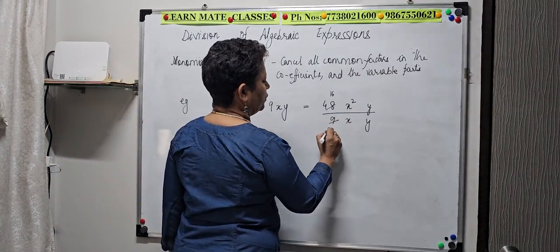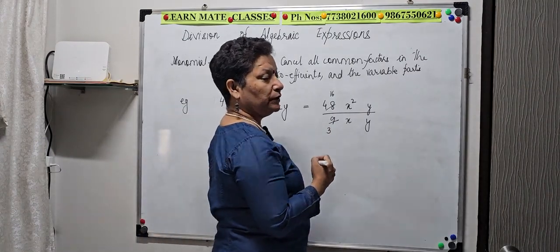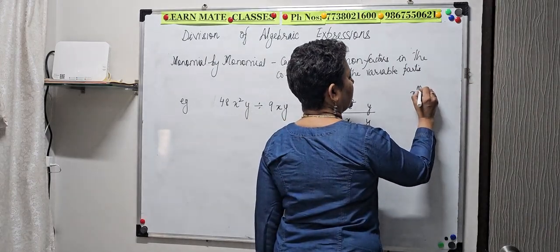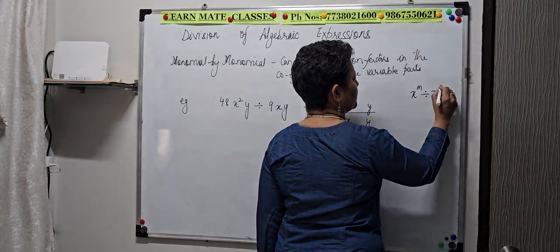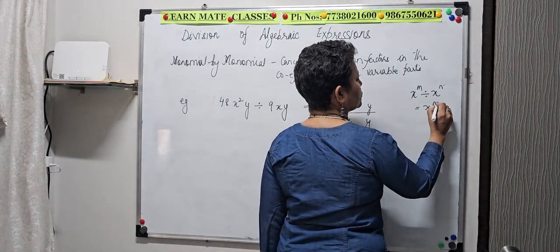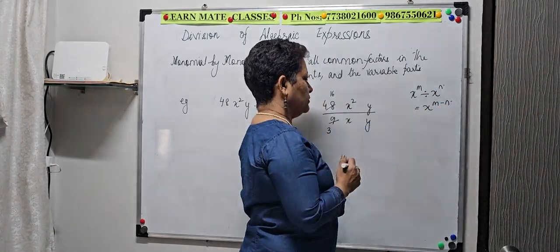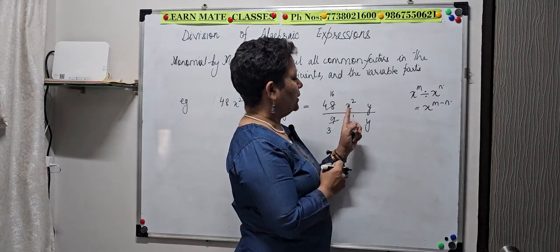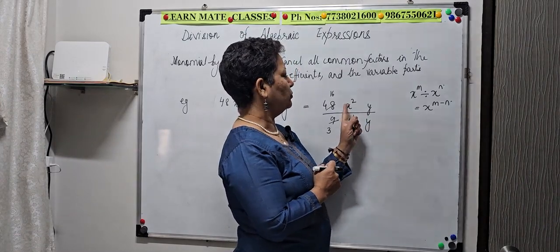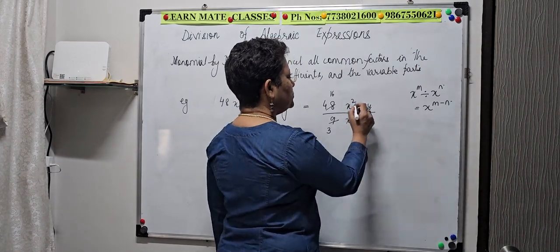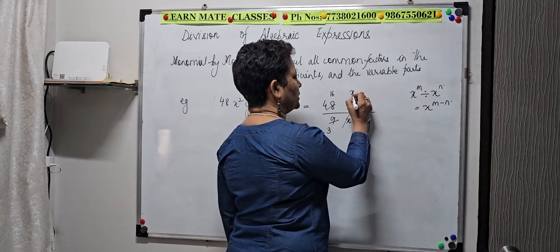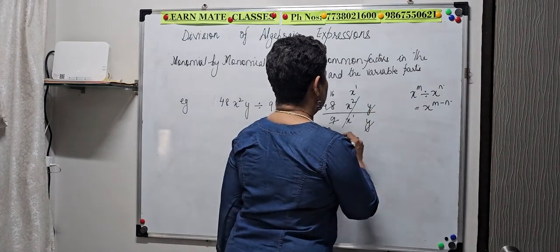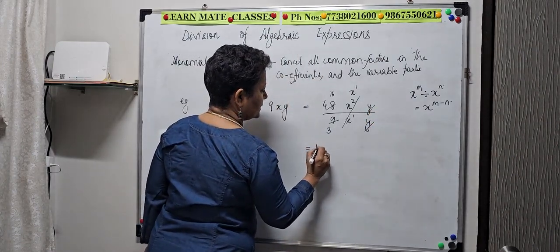Now, you've also learned in your exponents, when you divide numbers which have the same base. Like suppose I say x raised to power m divide by x raised to power n. It is nothing but x raised to power m minus n. So here when I write this as x, it's actually x raised to power 1. So x raised to power 2 divide by x raised to power 1, I'm actually going to get x raised to power 2 minus 1. And so that is just going to leave me with an x raised to power 1. Y divide by y, that's going to leave you with nothing.